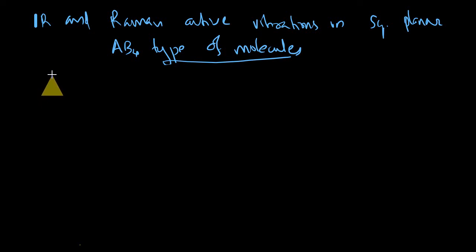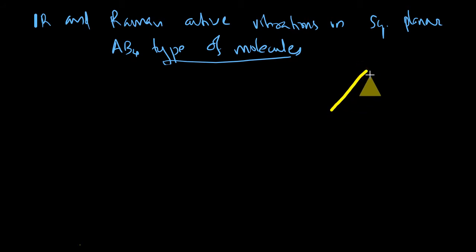Okay, in this class I am going to talk about the IR and Raman active vibrations in square planar AB4 type of molecules. We have already seen the hybridization of this type of molecules, that is square planar AB4 type of molecules, and there we have already seen the character table for this type of molecules, right?